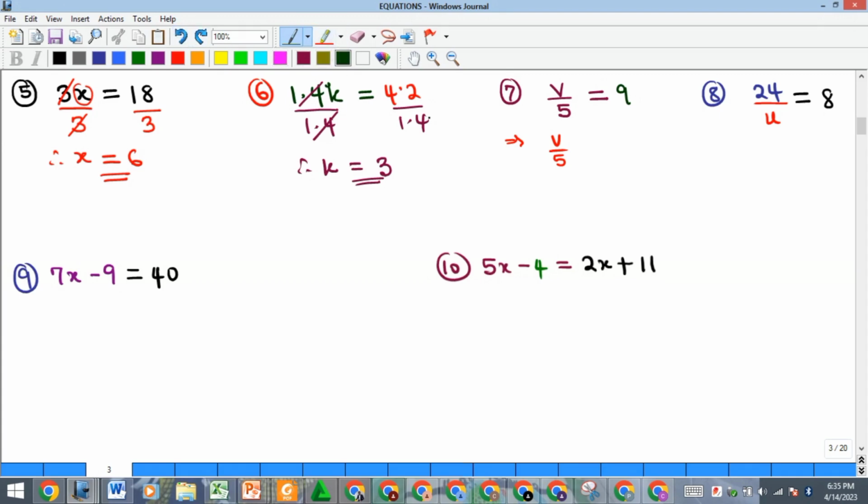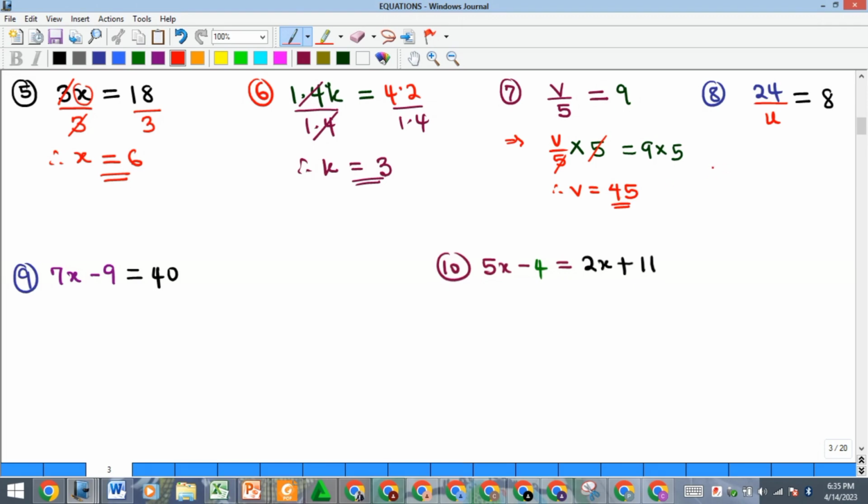Simply now do the opposite of division, which is multiplication. So to take away this 5, I will multiply both sides. So on this side, you will now multiply 9 by 5. And of course, what will happen immediately is that your 5 will take away this 5, and your V becomes 9 times 5, which is 45. Okay, and that's a way to solve this and to get your solution.